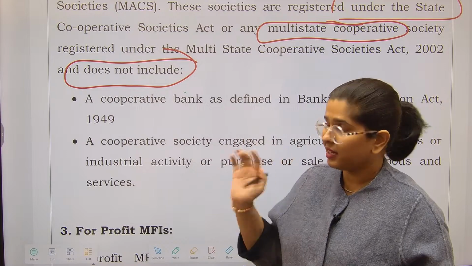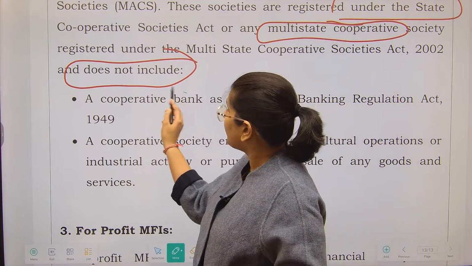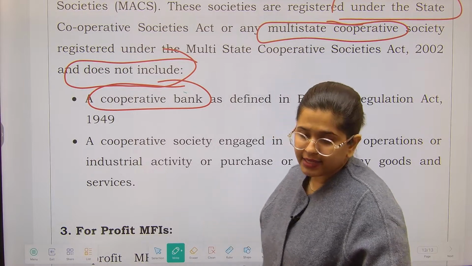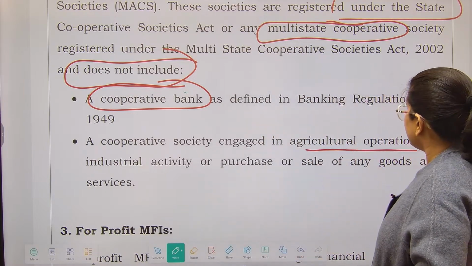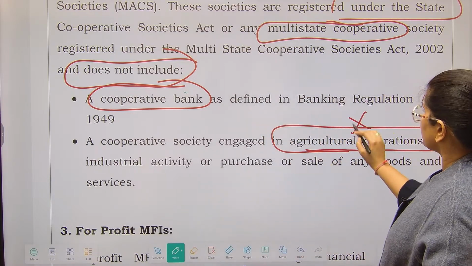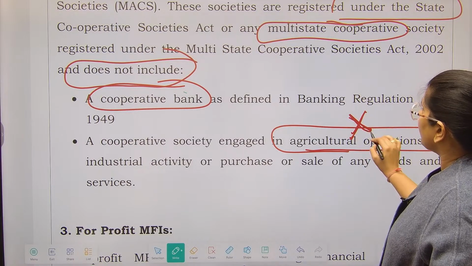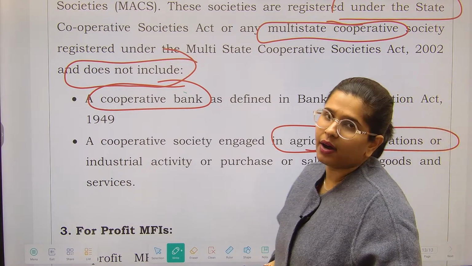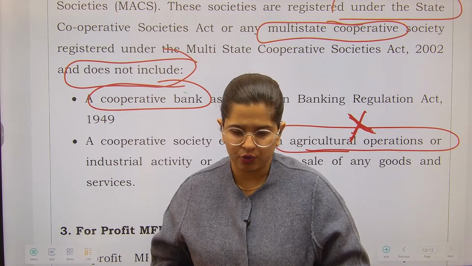We are not talking about that here. We are not talking about a cooperative bank. We are talking about a cooperative society. Next is a cooperative society which is engaged in agriculture operations. This is also something which we exclude when we are talking about a cooperative mutual microfinance institution, right?